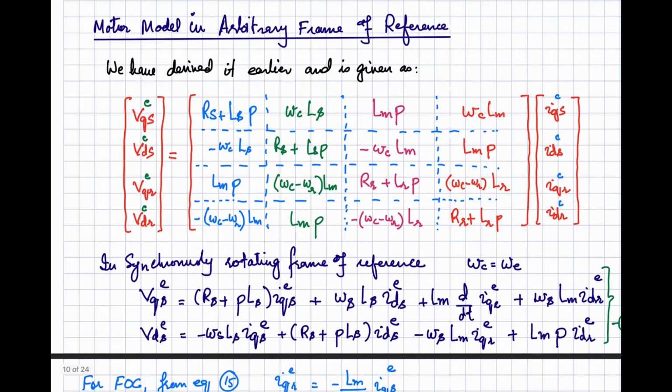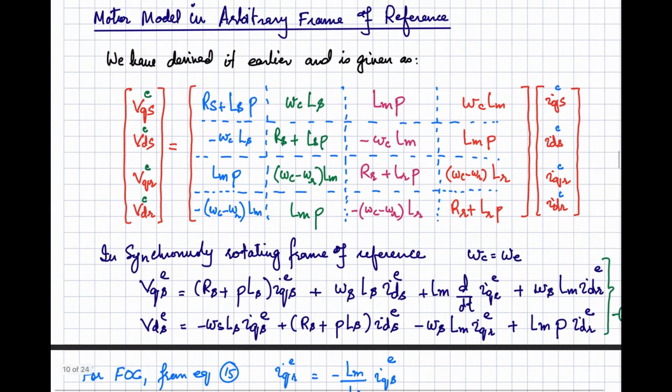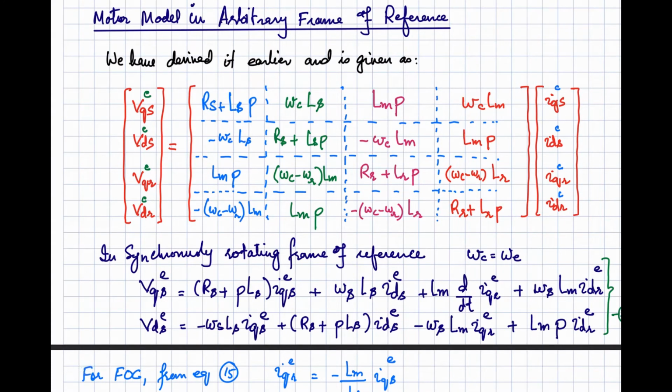In today's lecture, we are going to discuss the speed control of the induction motor using indirect field oriented control. So for that, I will start with the induction motor in the arbitrary frame of reference. We have derived this model in detail in the previous lectures. Here you can see the equation in the arbitrary frame of reference representing the induction motor. These are the Q axis and D axis voltages in the arbitrary frame of the stator side, and these are the rotor voltages in the arbitrary frame of reference.